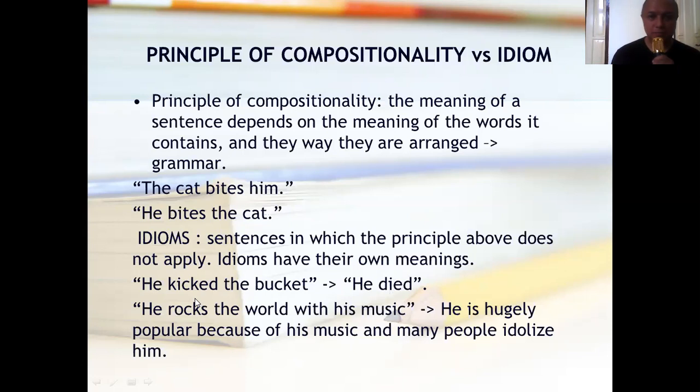Another example, "he rocks the world with his music." Now, it doesn't mean that he grips the earth and then he shakes it so that everybody is shaken and earthquake occurs everywhere. No, it doesn't mean like that. It means that he is hugely popular because of his music and many people idolize him. Okay, so that's the idiomatic expressions. The expressions in which the principle of compositionality simply does not apply because they have their own meanings.